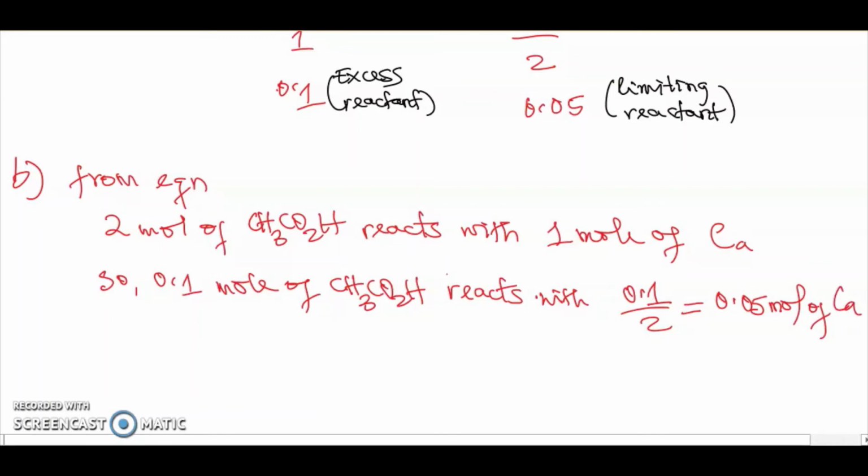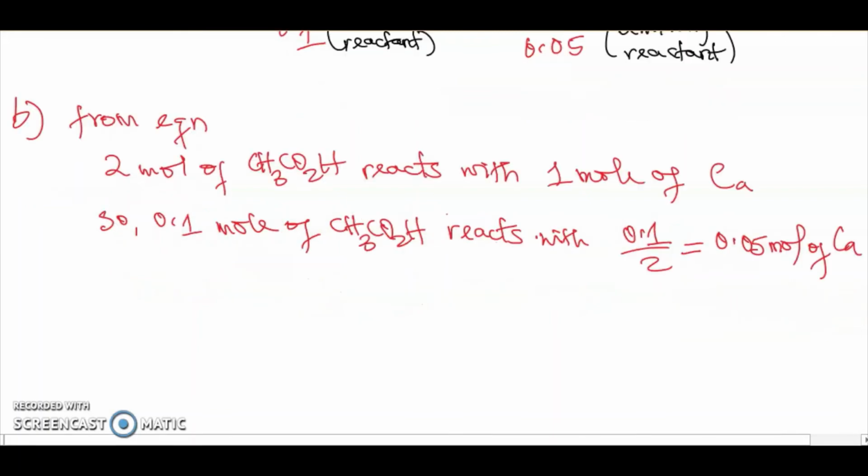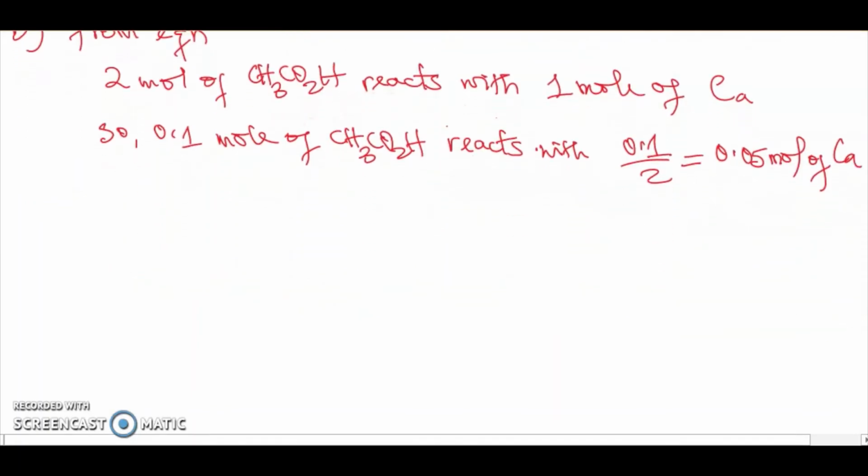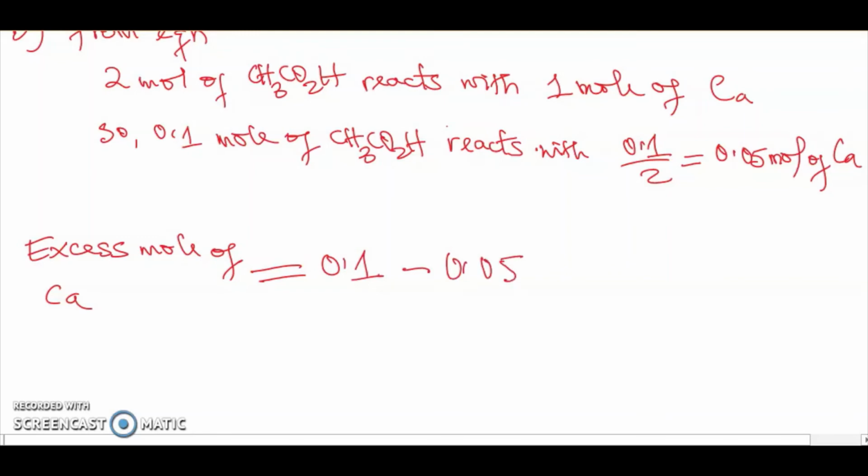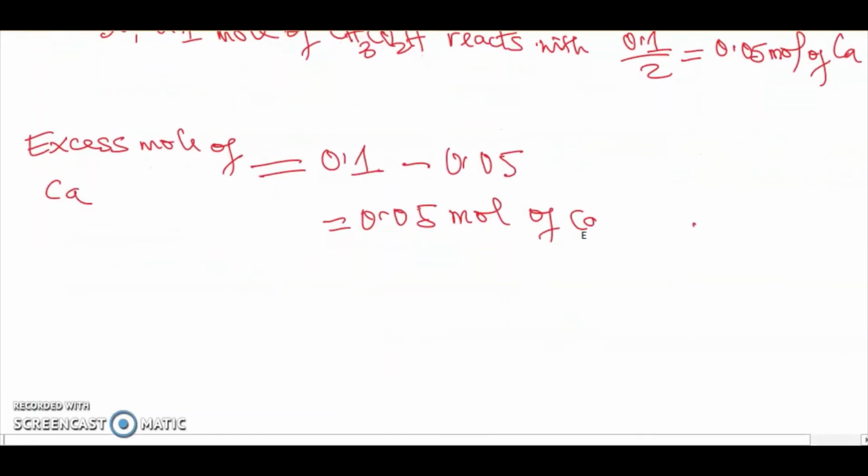So that is the number of moles of calcium that reacted. Now, just like in the previous example, if we want to get the excess moles of calcium, it will be equal to the moles of calcium we had at the start, that is 0.1, minus the moles that reacted, 0.05, and that gives us 0.05 mole of calcium.